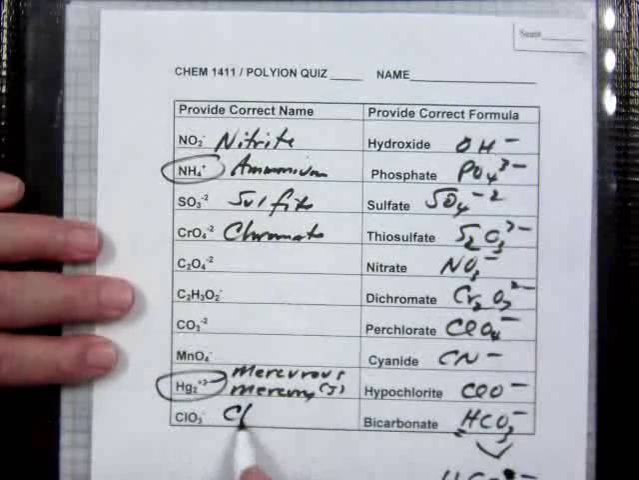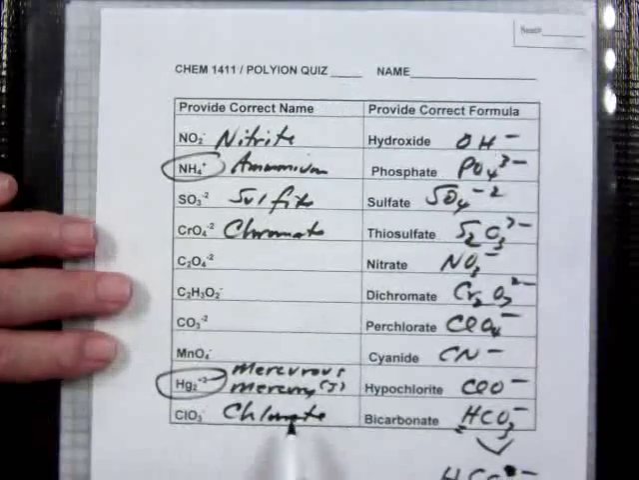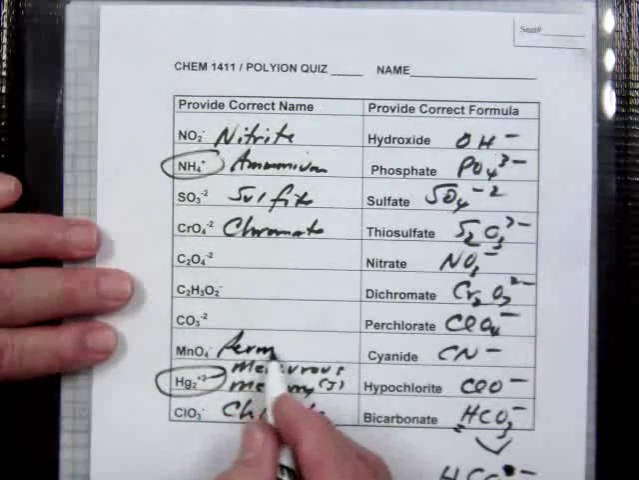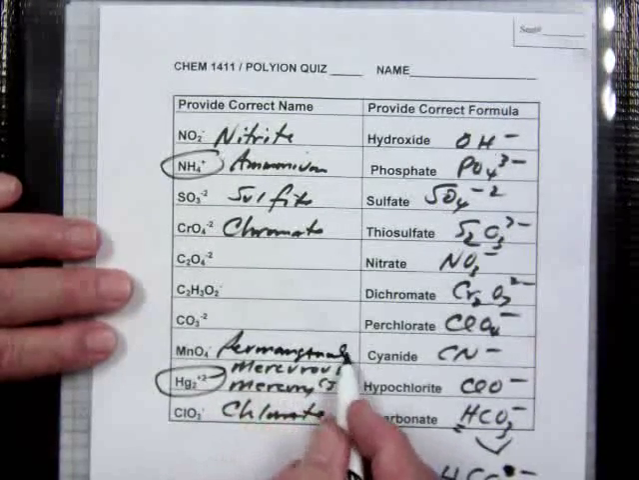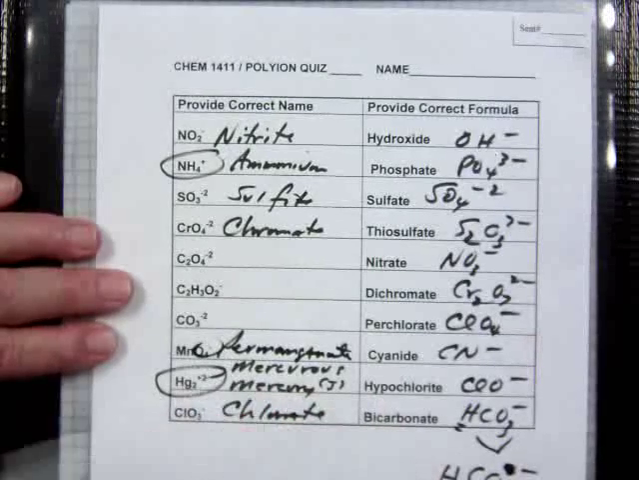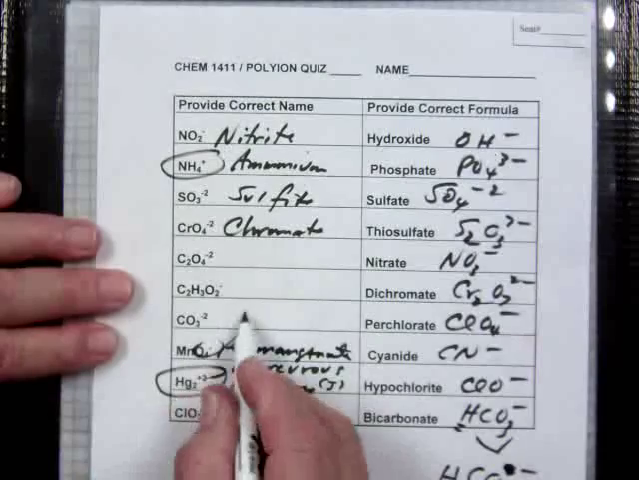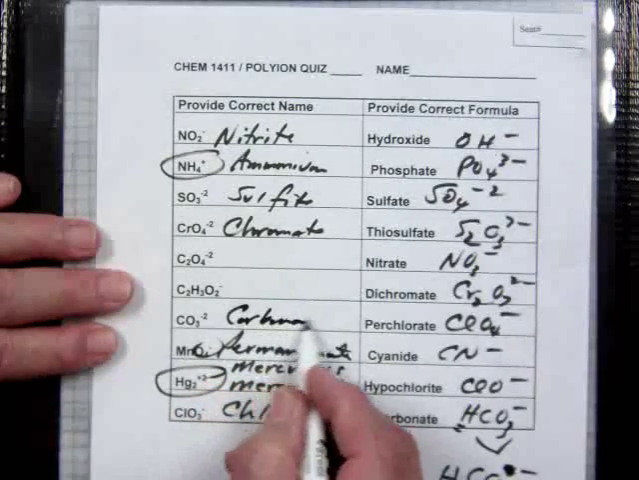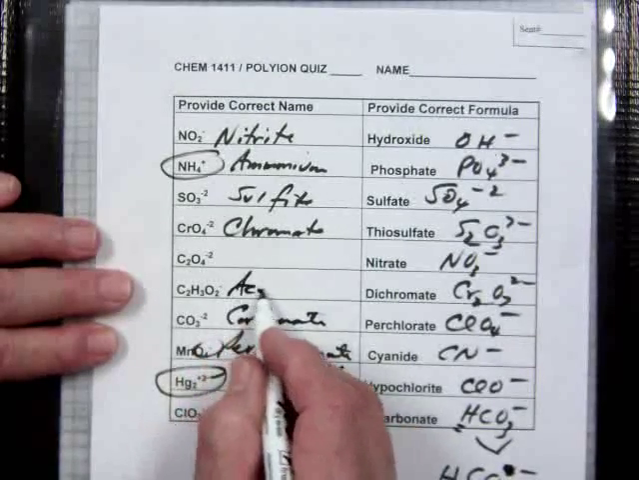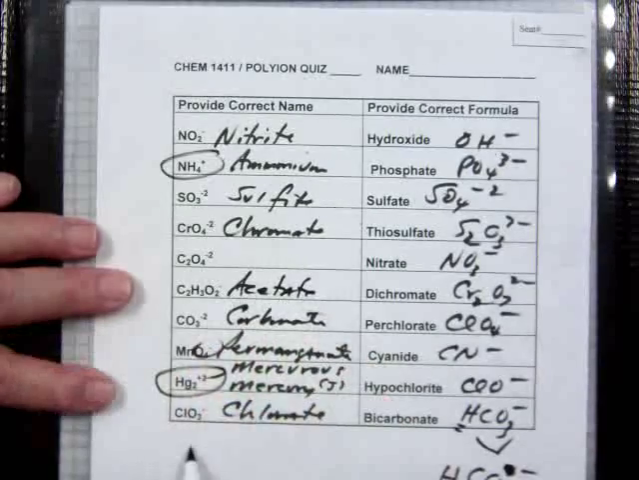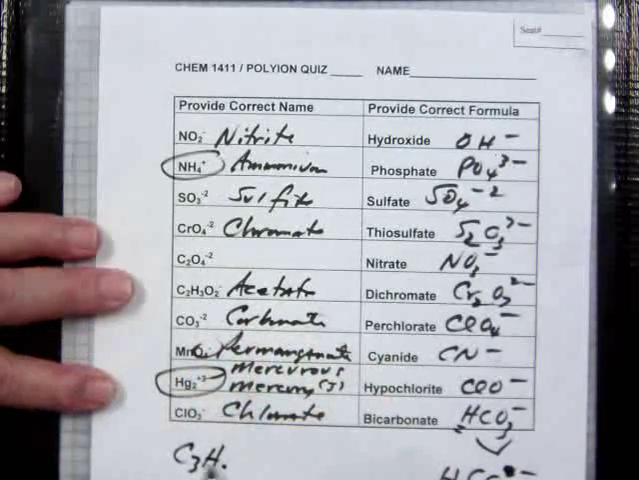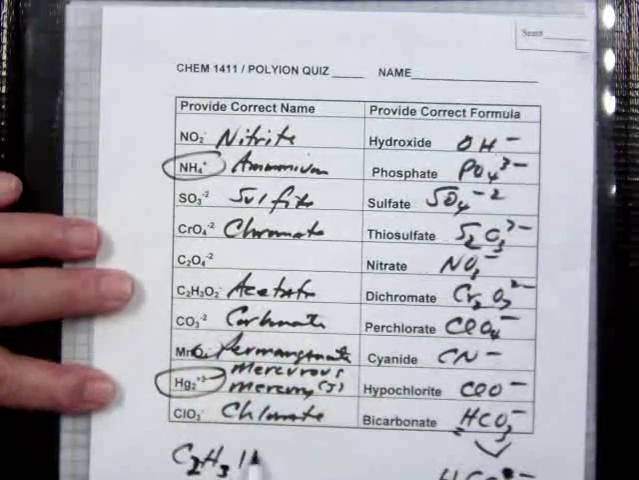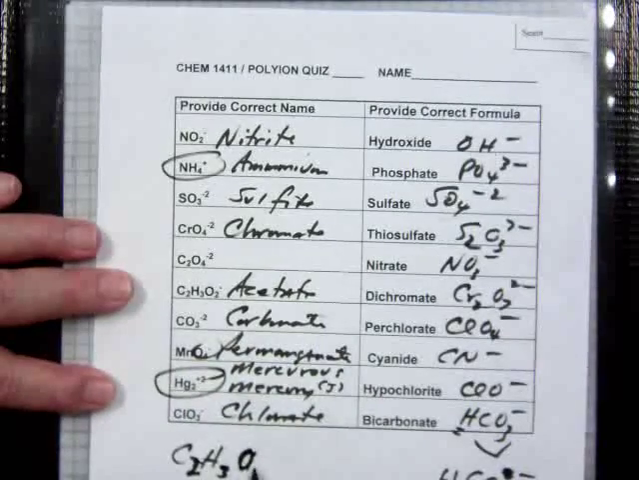ClO3 is a chlorate, and permanganate. Now this one has a minus 1 charge. Don't get in there with a minus 2 or anything else. Here's your carbonate. This is an acetate. Acetate, you'll see C2H3O2, minus 1.